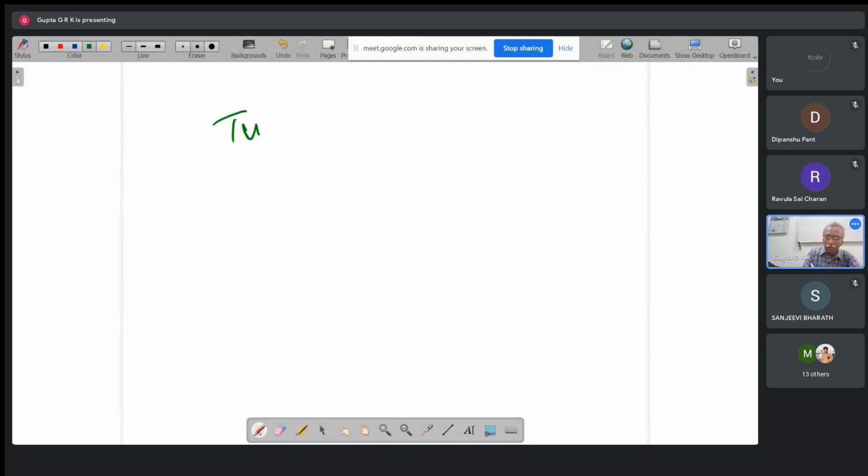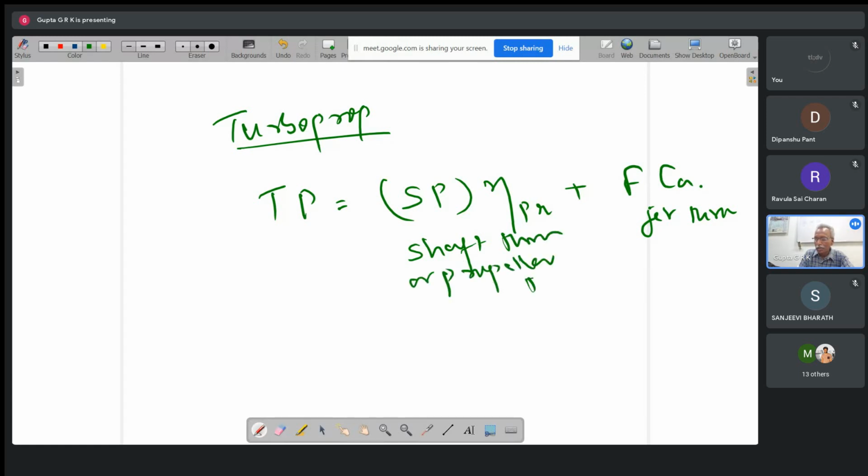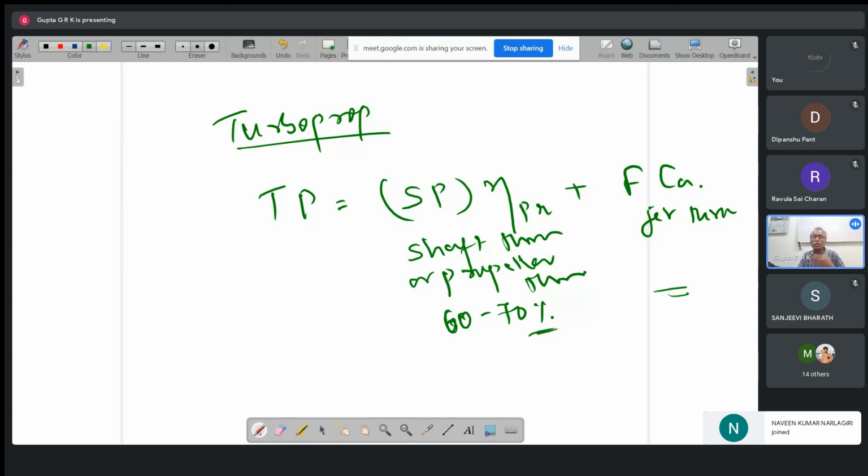So now coming to the turboprop, the total thrust power is equal to shaft power into propulsive efficiency plus thrust into velocity. This is jet thrust. This is shaft thrust or propeller thrust. So usually propeller thrust will be around 60 to 70%. This is more than the jet thrust. So as you go for turbofan and all, jet thrust will increase. That's why the propeller thrust is very large.